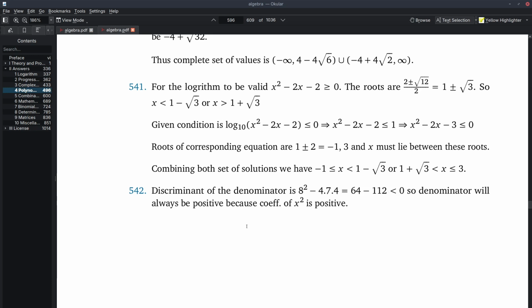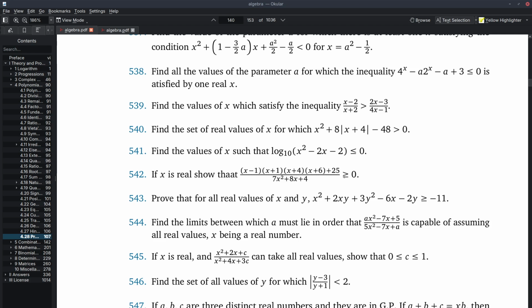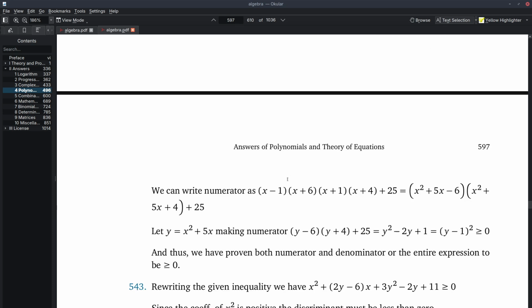So the denominator will always be positive, because the coefficient of x squared is positive. Now this should be greater than or equal to 0, and we have found that the denominator is always positive, so our numerator should also be non-negative.